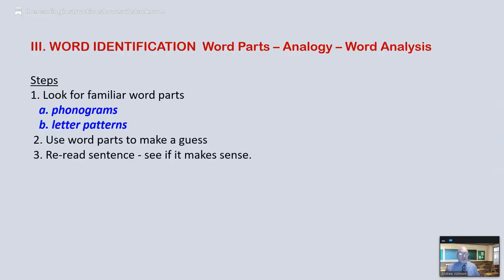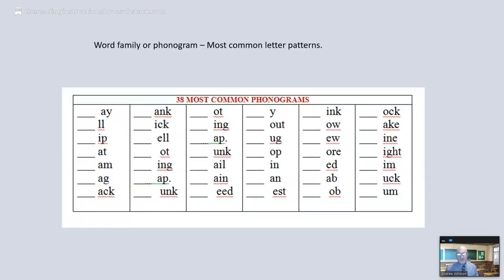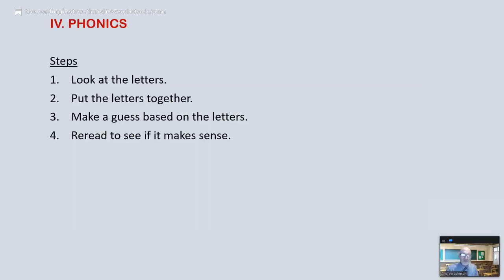Analogy. Look for familiar parts. It could be a phonogram or letter pattern. Use the word parts to make a guess. Reread the sentence and see if it makes sense. I have these steps on posters of these four word identification strategies on the wall so they can see what to do. And I'll say, boys and girls, if you see a word you don't recognize, use one of our strategies. And again, I like to focus on the most common word families.